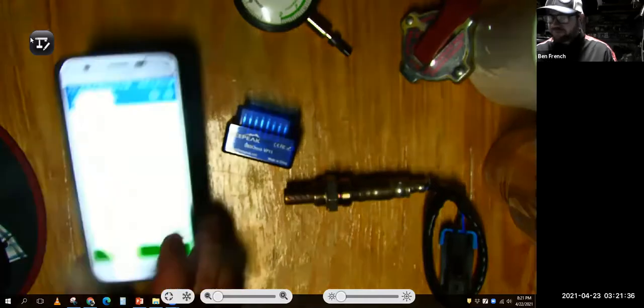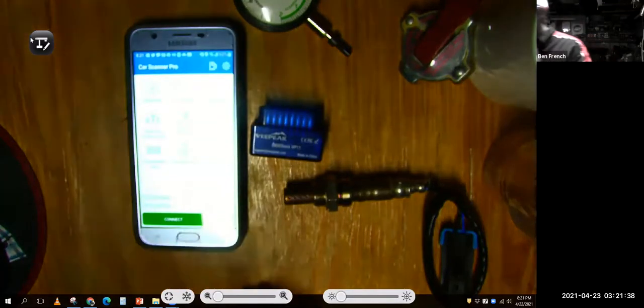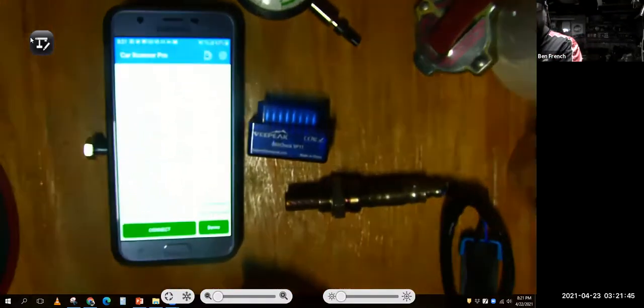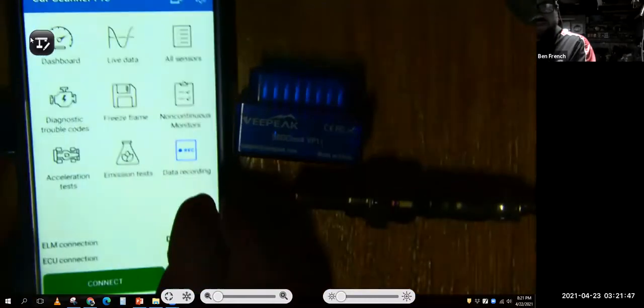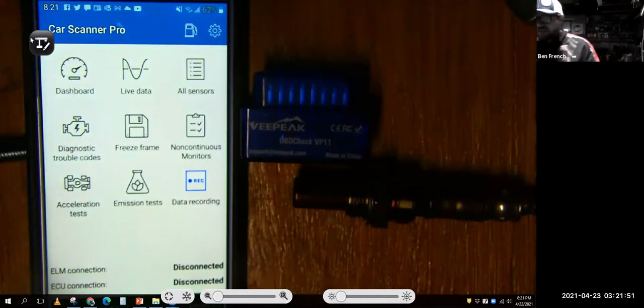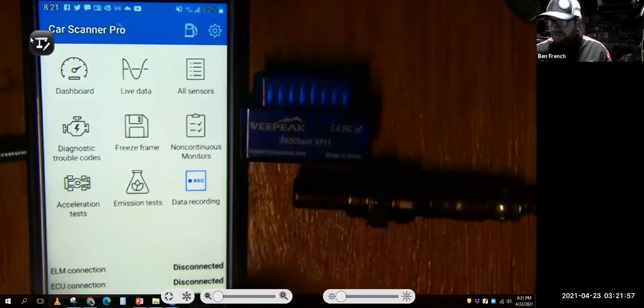Okay. So here we have our car scanner app. I'm going to get something underneath this to try to take away some of that glare, and we will zoom in on it. Okay. So, if I want to, let's go into demo mode real quick.